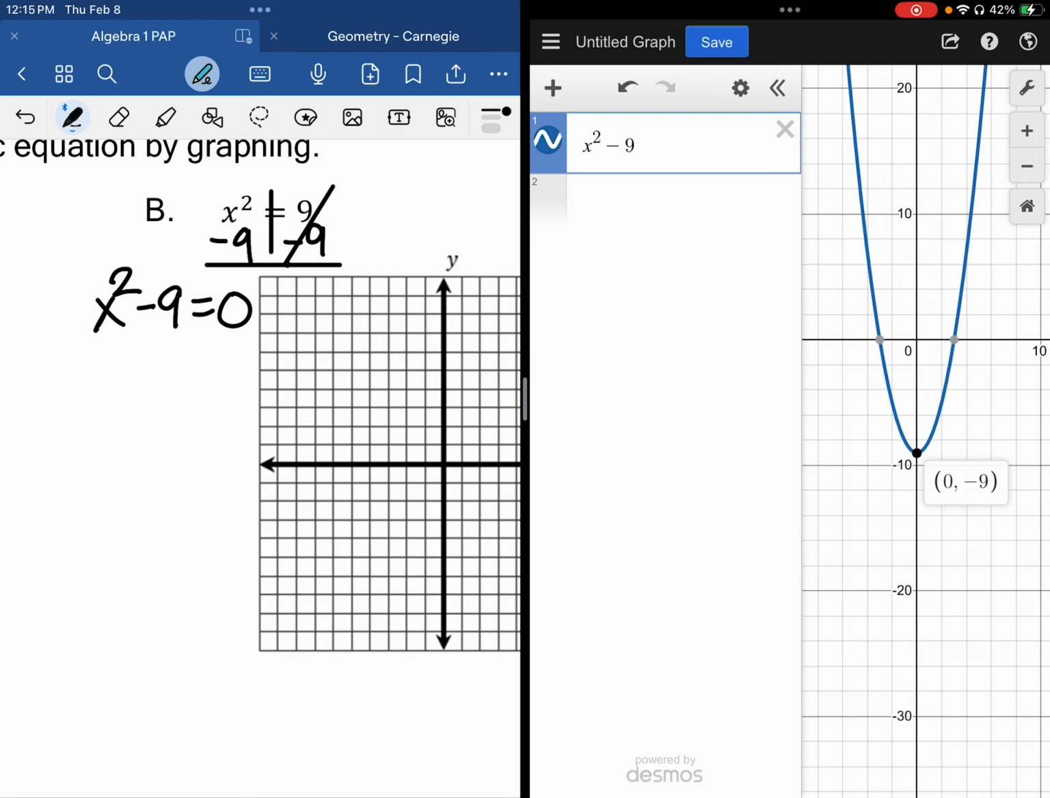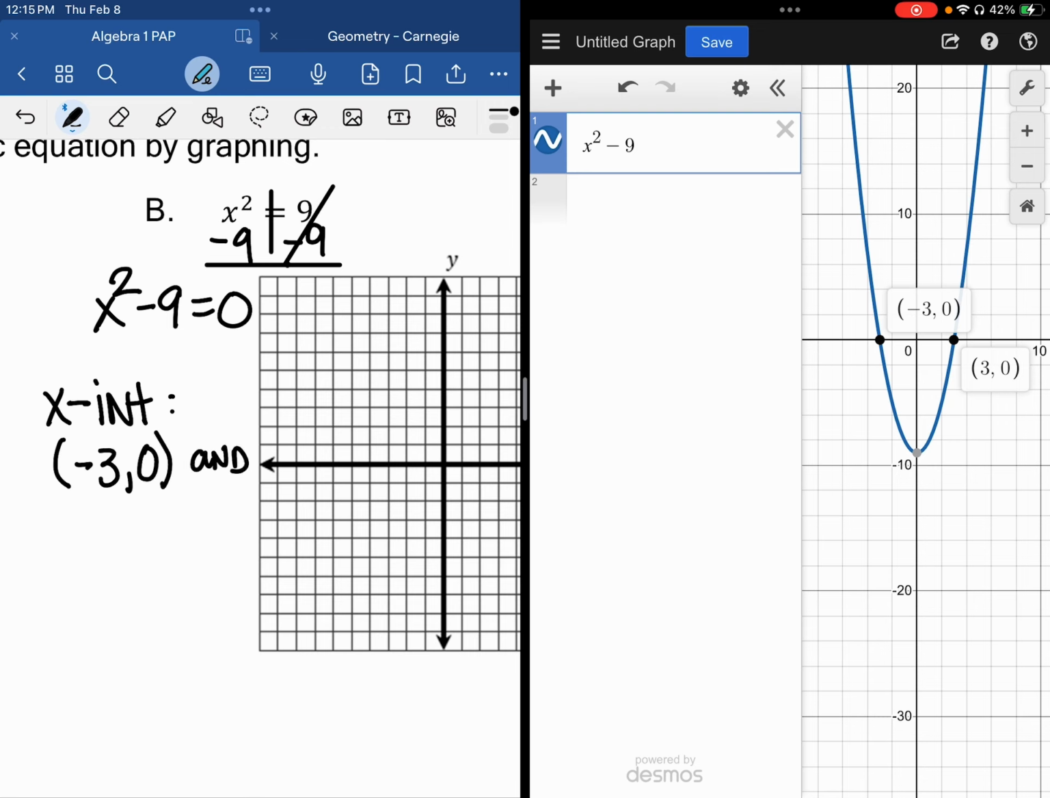Once again, just for graphing purposes, if you wanted to, you could get your y-intercept, which is also your vertex for this one. But remember, that's just for graphing purposes to make your graph look nicer. These are the ones that my graph needs. So my x-intercepts are at the points (-3, 0) and (+3, 0).